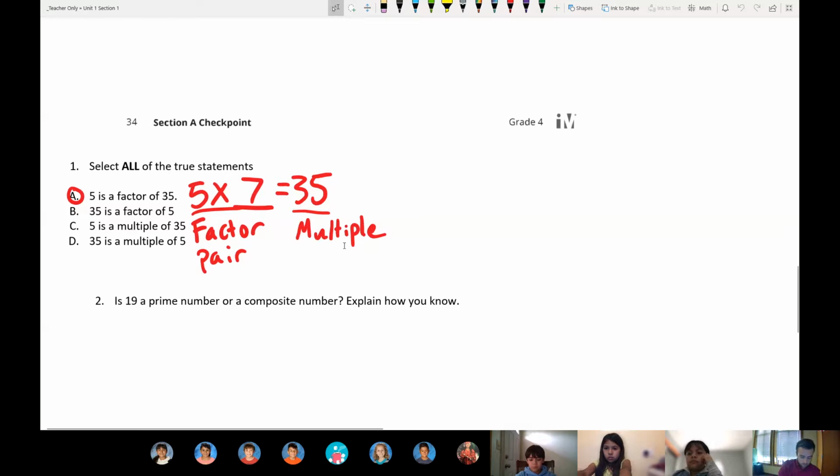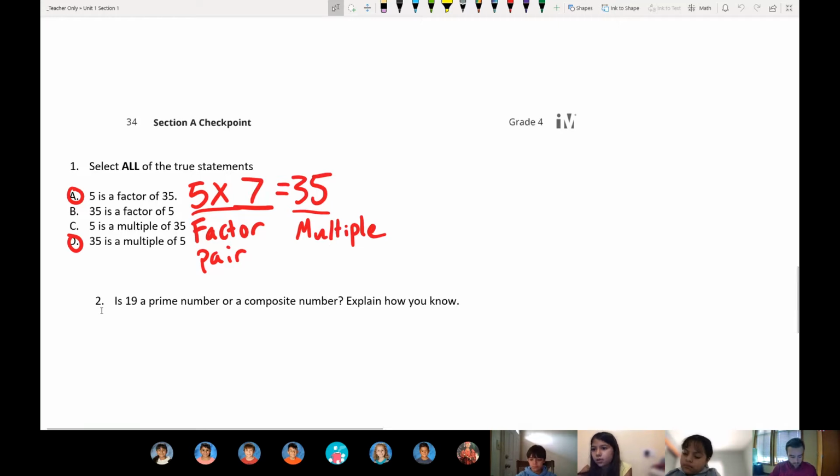Okay, so D would be true because we can multiply something by 5, in this case it's 7, to get us 35. So therefore, 35 is a multiple of 5. Does that make sense? Are you following along with that? You see the flow, you see the logic, the reasoning? Okay, let's move on to this.